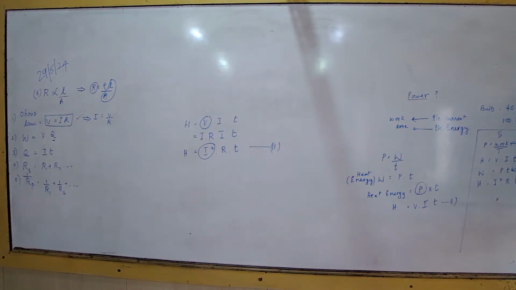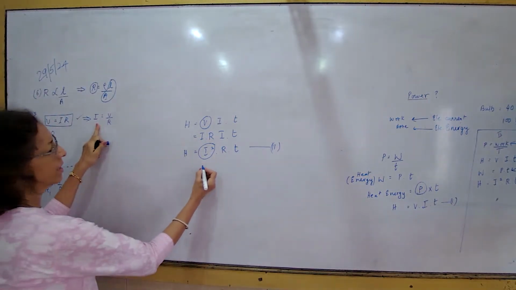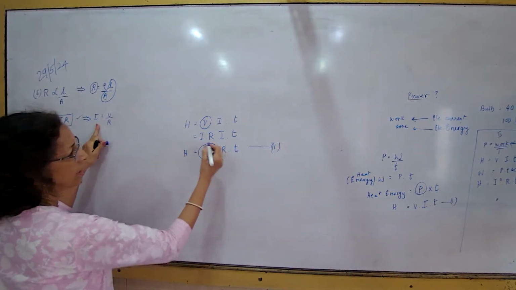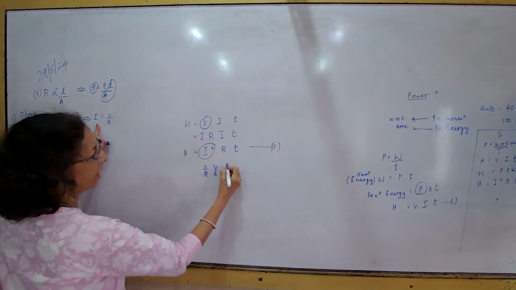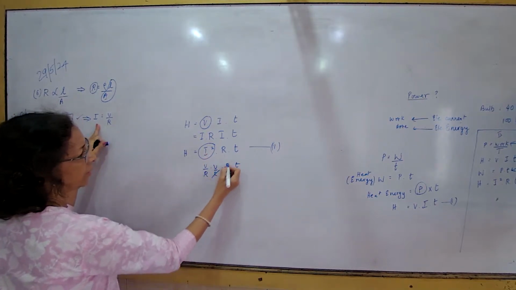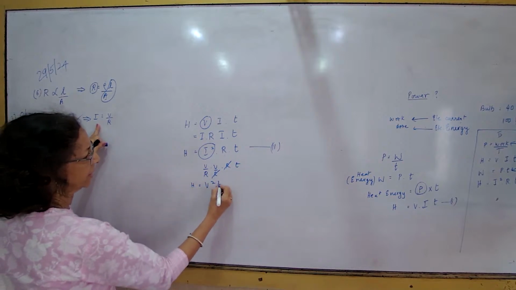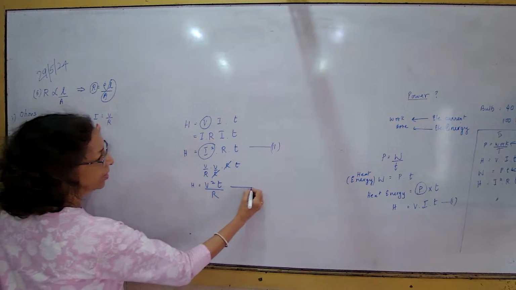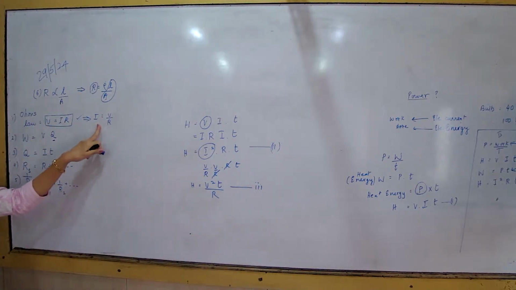What is the answer? V square upon R. Okay, so what did we do? We have substituted V upon R, whole thing whole square. Okay, R, T. So one of the R's is getting cancelled, therefore H is equal to V square T upon R. So that is your third equation which you can utilize.